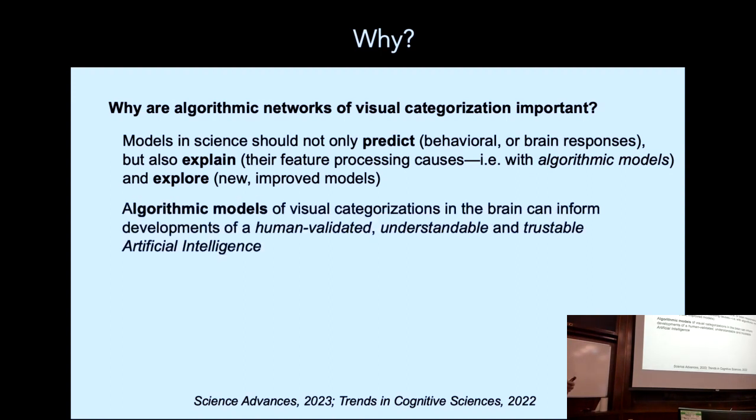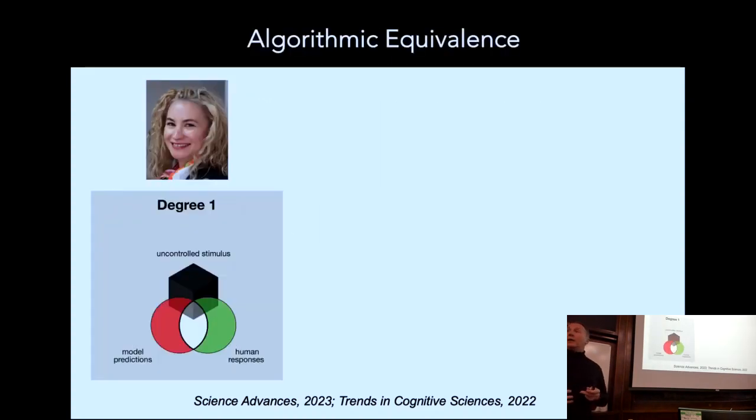And it turns out that because now we have these DNNs who can, in principle, self-drive cars, it's very useful to understand visual categorizations in the brain so that we can develop a human-validated, understandable, and trustable AI. These are hot topics at the moment in AI, which would be informed by human categorization.